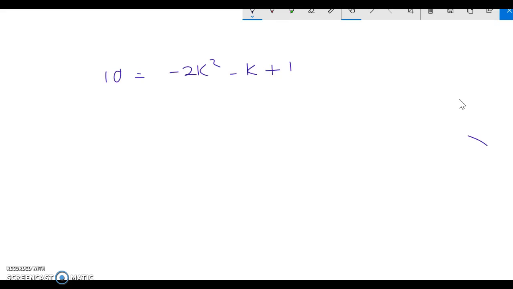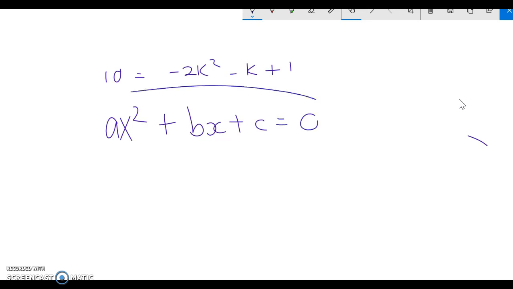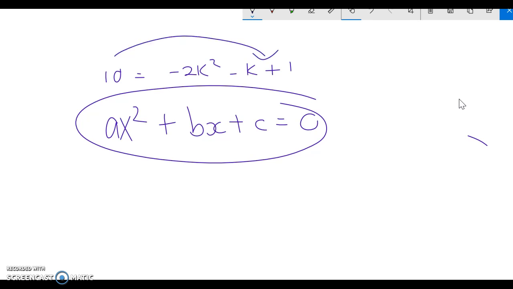But whatever it is, now you've got something in the form ax squared plus bx plus c equals 0. You can get it in that form by moving stuff around, changing constants, getting the constant onto this side, and getting it equal to 0. Then what you do is you go to your calculator and chuck in those numbers.